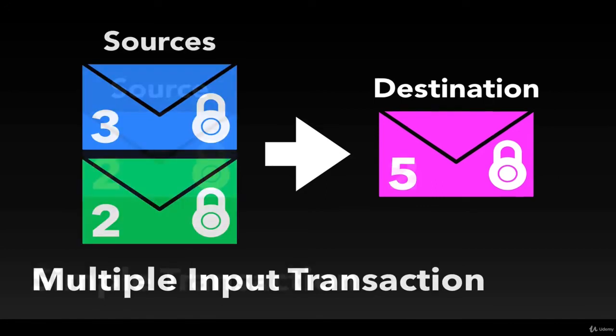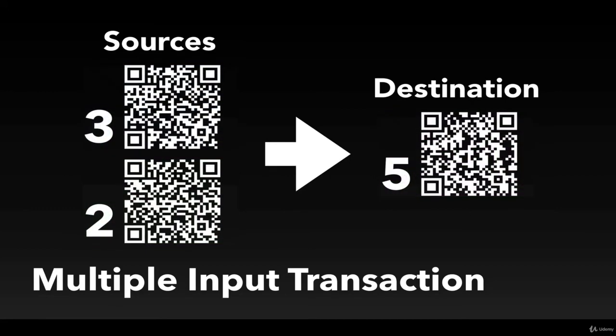Okay. So the next scenario would be, suppose you need to send 5 Bitcoin to somebody, but you have multiple addresses and none of them have 5 Bitcoin. You don't have enough. So what you actually do is you assemble a list of addresses that contain as a sum enough to send the amount that you want to send to your destination.